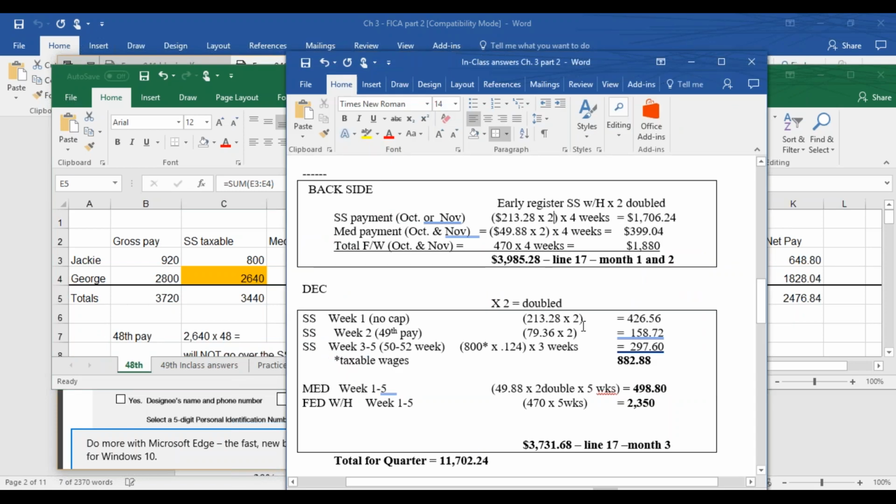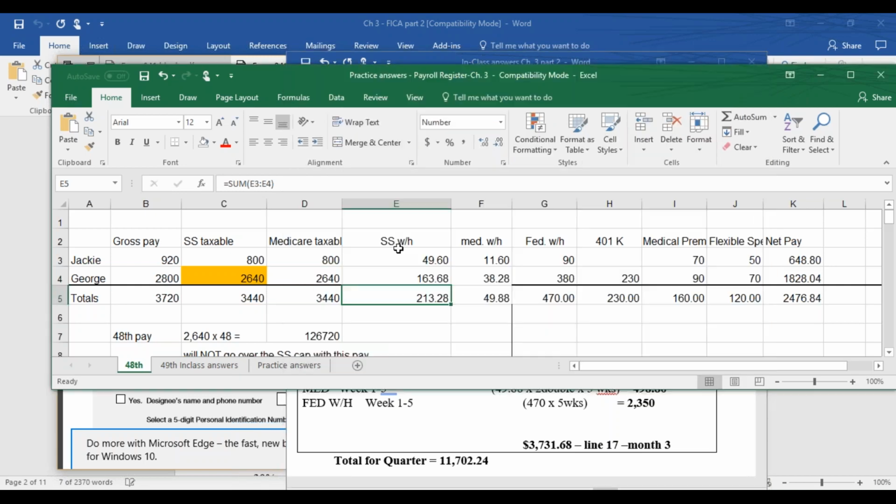And then remember, I want to double that because the employer has to match. So 213.28 times 2, that's how much it is per week. And then each month, there's 4 weeks. So for FICA taxes for the month of October or November would be $1,706.24. Do the same for Medicare, $49.88.